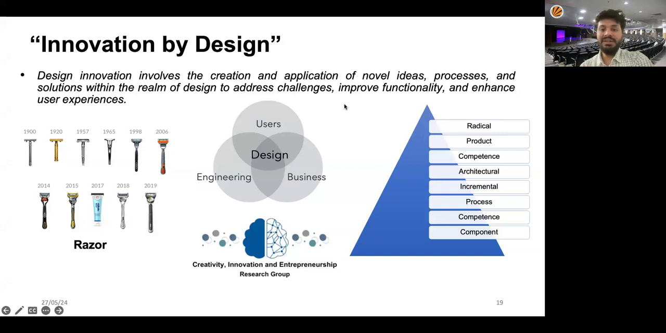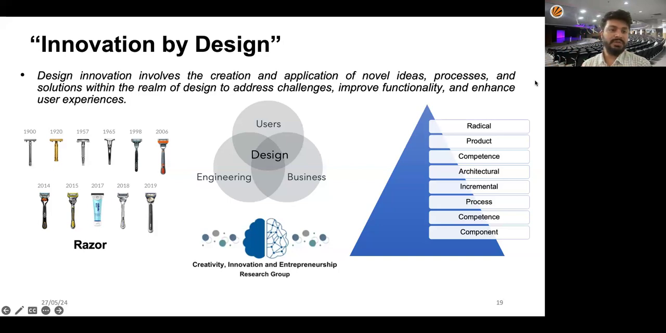So basically, design innovation involves the creation and application of novel ideas, processes, and solutions within the realm of design to address challenges, improve functionality, and enhance user experience. Okay, the basic theme is that we are human beings. We are using products in daily life, but obviously while using a product in daily life we feel some boredom with the existing products. So we give feedback to the company, we use this particular product, but right now the experience is not better, we need some innovation, we need something new in the market which will help us, and even improve our experience also. That's why companies are focusing on making innovation in the existing product.